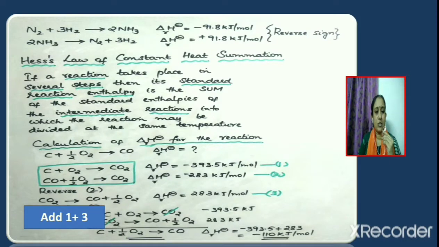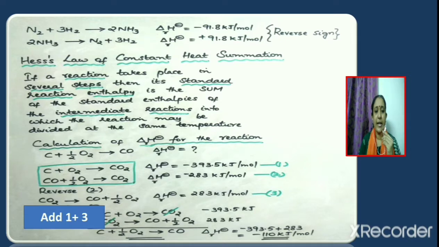Consider the equation showing the formation of ammonia, that is N2 + 3H2 giving 2NH3. For this particular reaction, standard enthalpy of reaction is given as -91.8 kJ/mol. Now write the reaction in the reverse order. Start with ammonia. So the new equation will be 2NH3 giving N2 + 3H2. Now for this reaction, standard enthalpy of reaction is given as +91.8 kJ/mol.